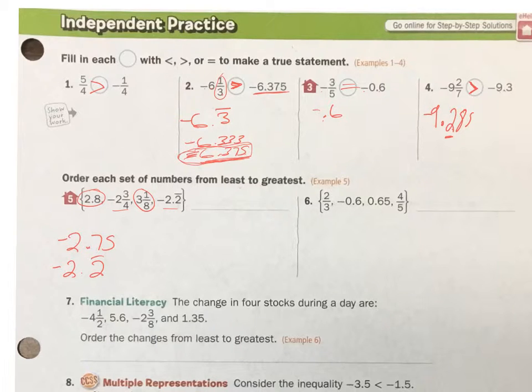So, which one is closer to 0? This -2.2 is closer to 0. I have less numbers to get to 0. So this one is farther from 0. And when it's farther from 0, it's the smaller one, with negatives. So -2 3/4. And then I go -2.2.